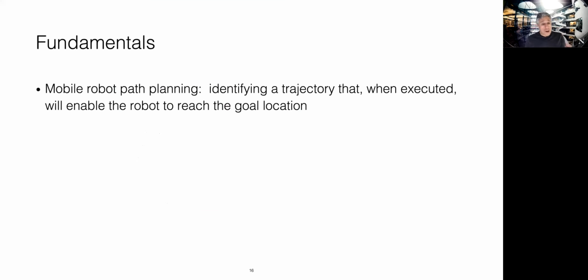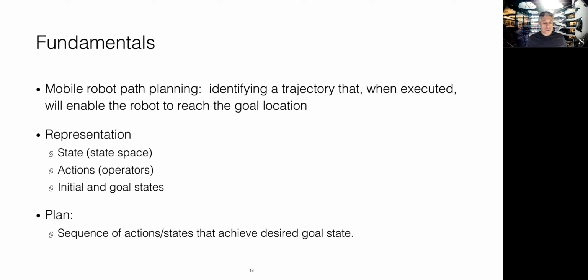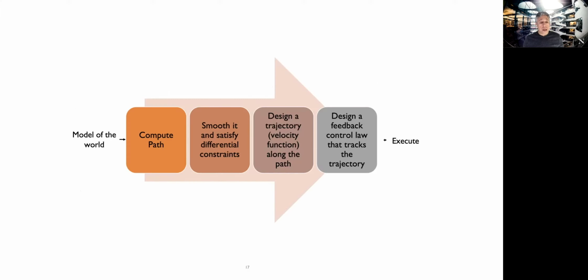So the mobile robot path planning problem is identifying a trajectory that, when executed, will enable the robot to reach a goal location. So we have a start and we have a goal. To be able to achieve this, we need to have a representation of the states, which is the location of the robot in our case. Actions, right? So how does the robot move from one point to another? And then initial and goal states. And then the plan becomes a sequence of actions and states that achieve the desired goal state.